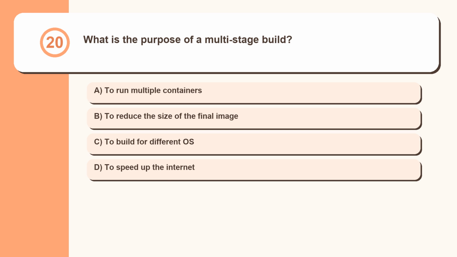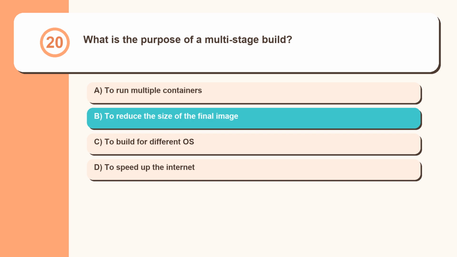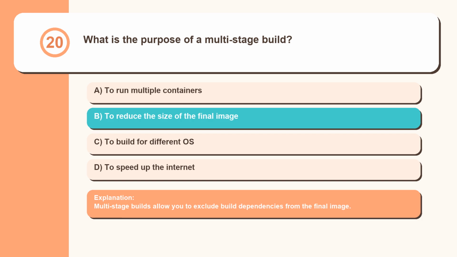Question 20. What is the purpose of a multi-stage build? To run multiple containers, to reduce the size of the final image, to build for different OS, to speed up the internet. Multi-stage builds allow you to exclude build dependencies from the final image.